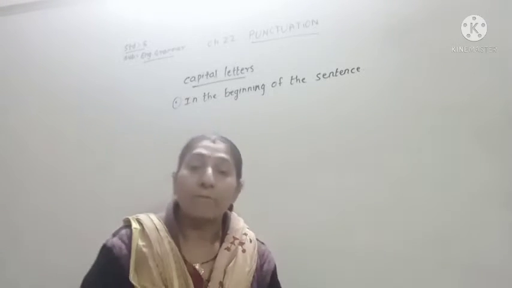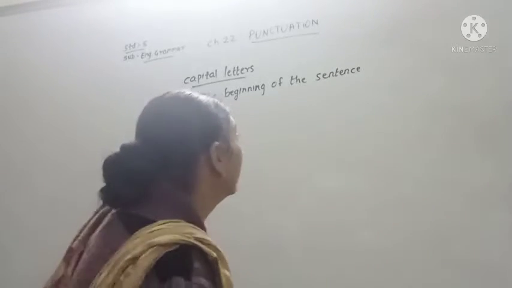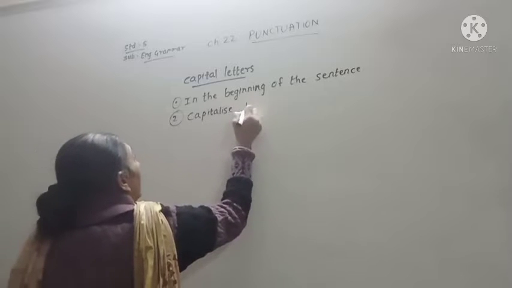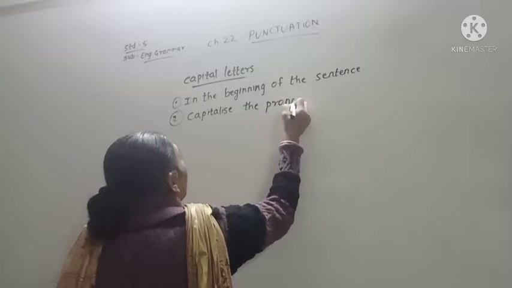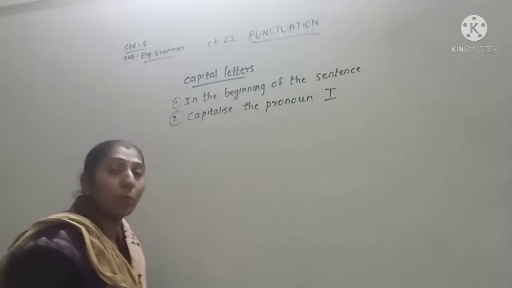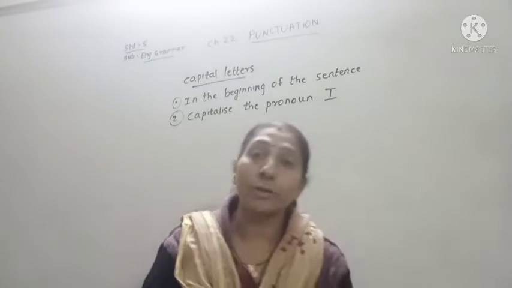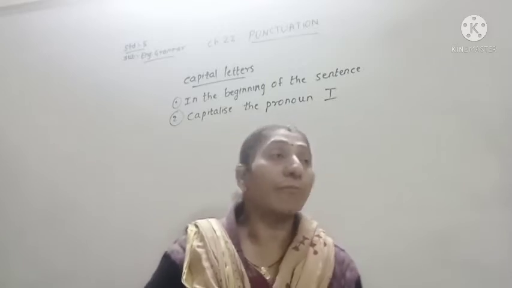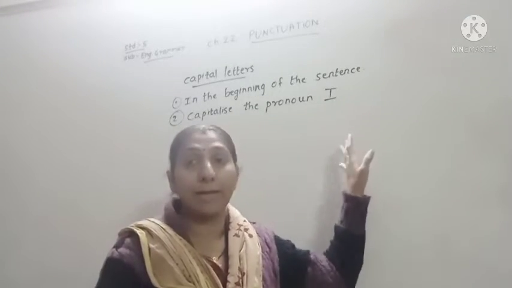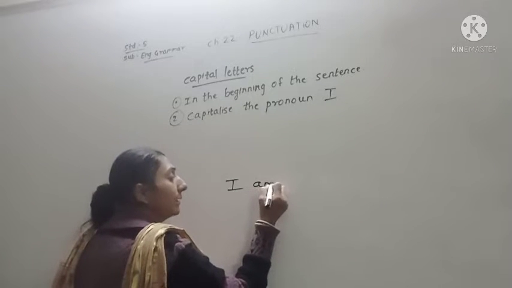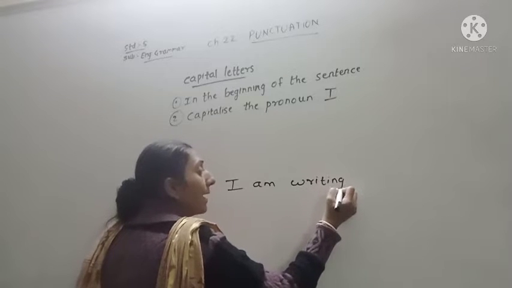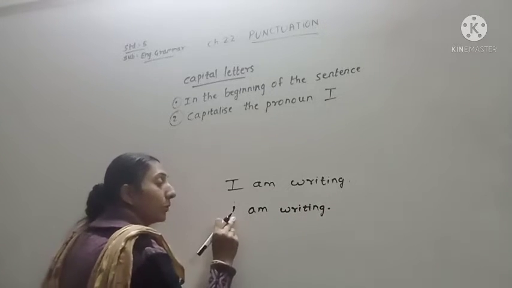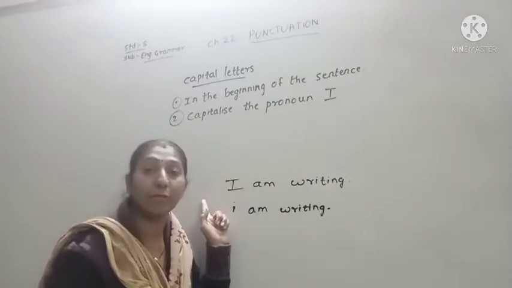Then we capitalize the pronoun I. We all know that I is a pronoun. I we use instead of our name. Whenever we use I, we use it as a capital letter. We don't write small i am writing. We write this way: I am writing. Do we use small i? No, we use capital I whenever we use I.